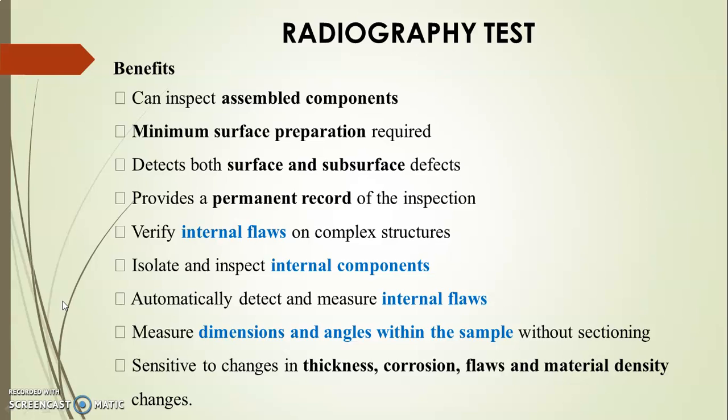Then it can verify internal flaws on complex structures. It isolates and inspects internal components, that is important. Then it automatically detects and measures internal flaws. Whatever internal flaws are present inside the specimen are automatically detected. It measures dimensions and angles within the sample. That is a very important advantage, that it can measure the dimensions also. Whatever the flaw dimensions are, those are also measured. Then the angles within the sample are also measured here.